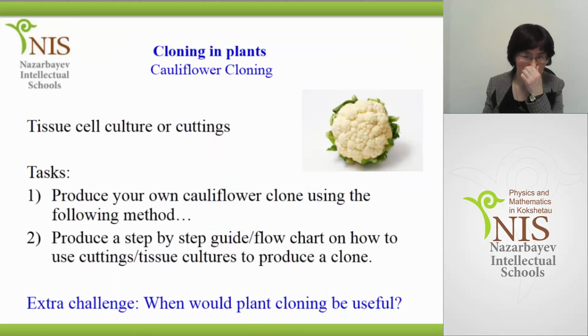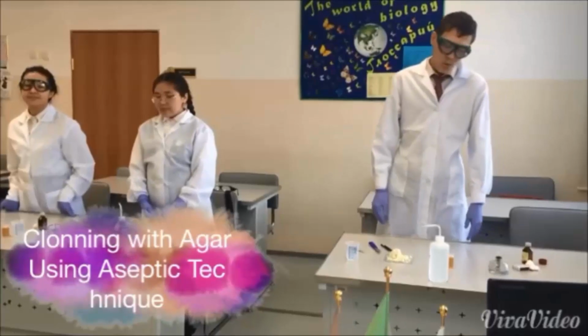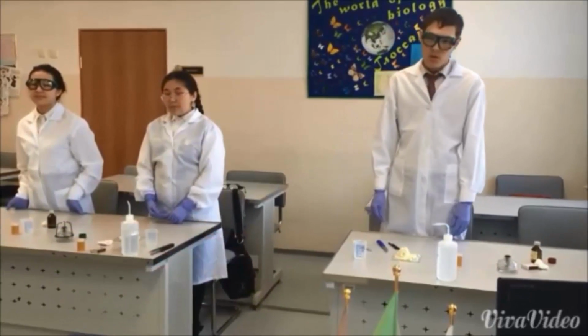And now we have a lab activity with cauliflower cloning. You have 2 tasks: produce your own cauliflower clone using the following method, and produce a step-by-step flow chart on how to use cuttings and tissue cultures to produce a clone. Extra challenge: when would plant cloning be useful? The laboratory work is called cauliflower cloning.